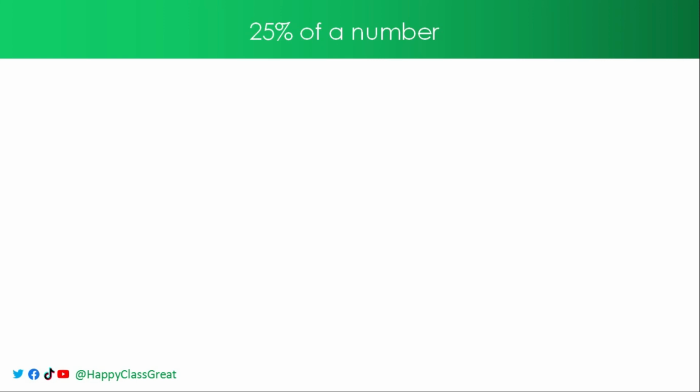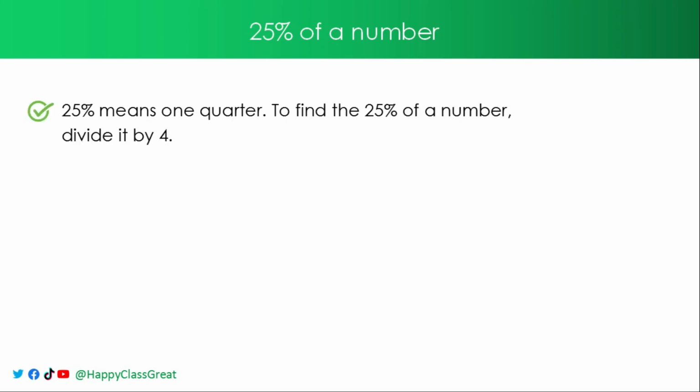Now what of 25%? How do you find 25% of a number? 25% means 1/4. You understand? 1/4. And to find 25% of a number, you divide it by 4.